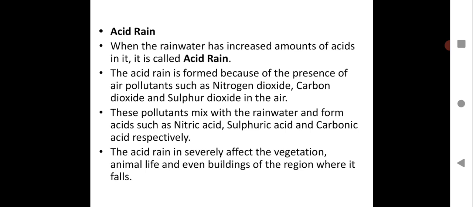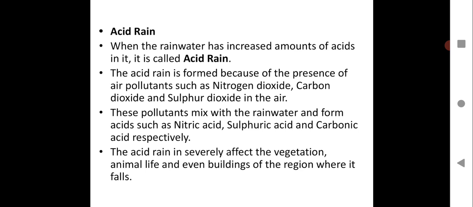Acid rain is formed because of the presence of air pollutants such as nitrogen dioxide, carbon dioxide and sulfur dioxide in the air. These pollutants mix with the rainwater and form acids such as nitric acid, sulfuric acid and carbonic acid respectively. Acid rain severely affects the vegetation, animal life and even buildings of the region where it falls.